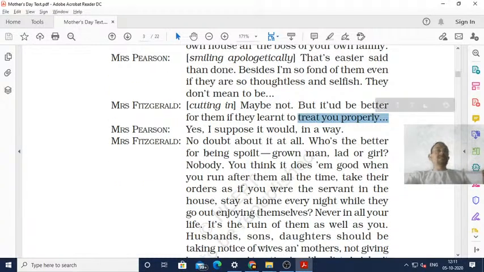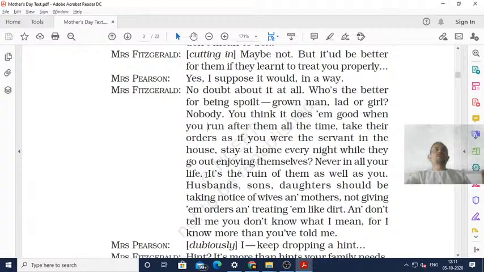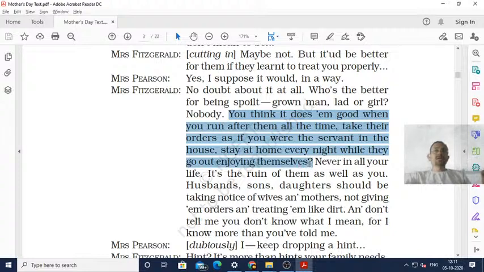Mrs. Pearson says, yes, I suppose it would in a way. Then Mrs. Fitzgerald, no doubt about it at all. Who is the better for being spoiled, grown man, lad or girl? Nobody. You think it does them good when you run after them all the time, take their orders as if you are the servant in the house, stay at home every night while they go out enjoying themselves. Never in all your life.